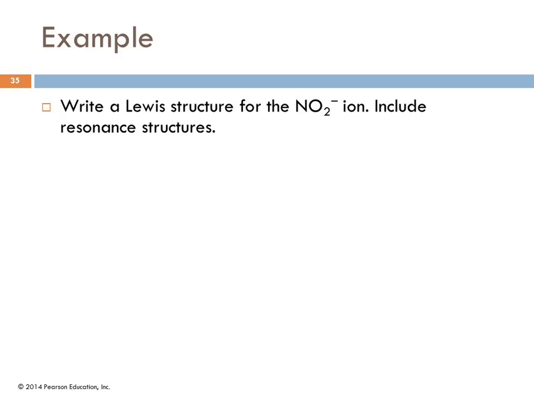So let's do this. What's the name of this ion? Nitrite. Okay, I know we tested on that, but the class isn't over, so we can't forget all those. So we're going to do a Lewis structure for nitrite. So we have three atoms here. We have to decide how we're going to stick them together. Should we do this, or should we do this?